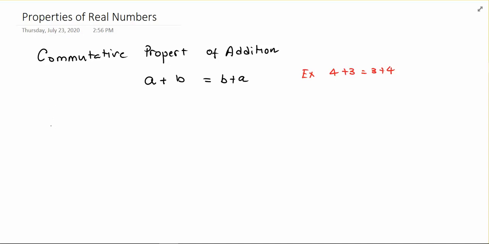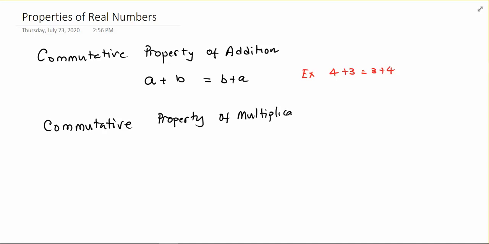And the second flavor of this is the commutative property of multiplication. And again, you'll see how the commutative or moving, transporting makes sense. A times b, multiplication, is the same as b times a. And again, you sort of know this. Example, 4 times 3 is the same as 3 times 4.